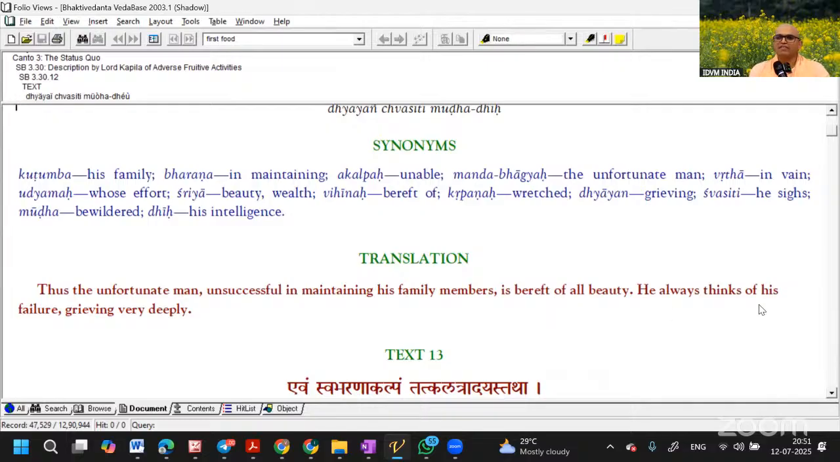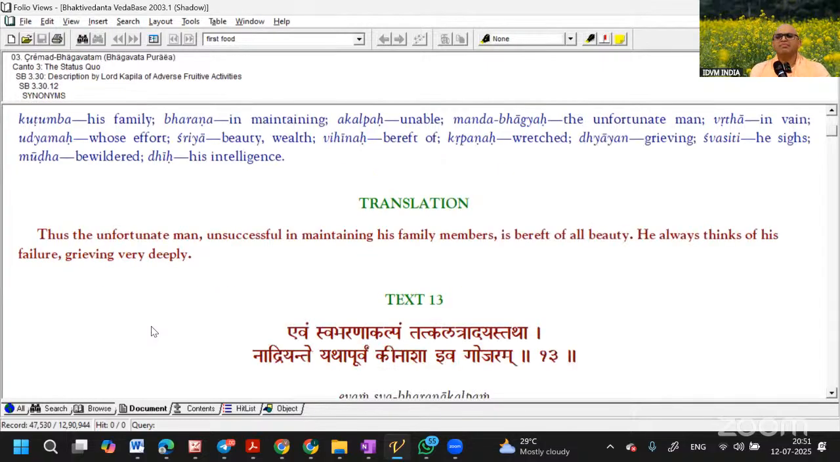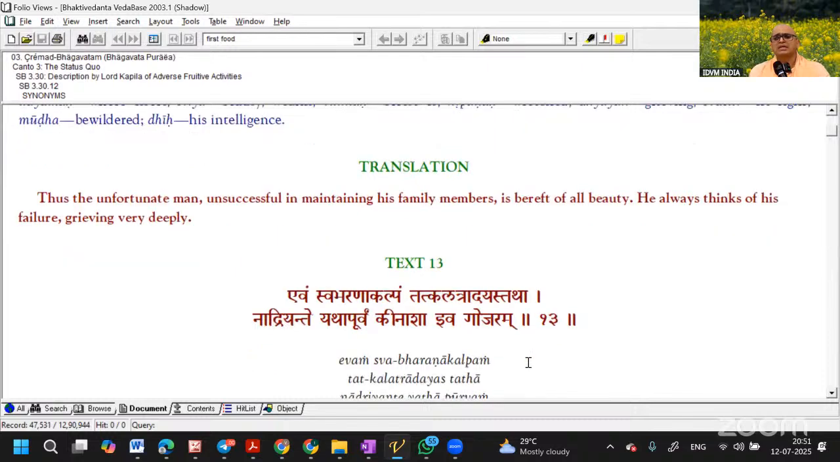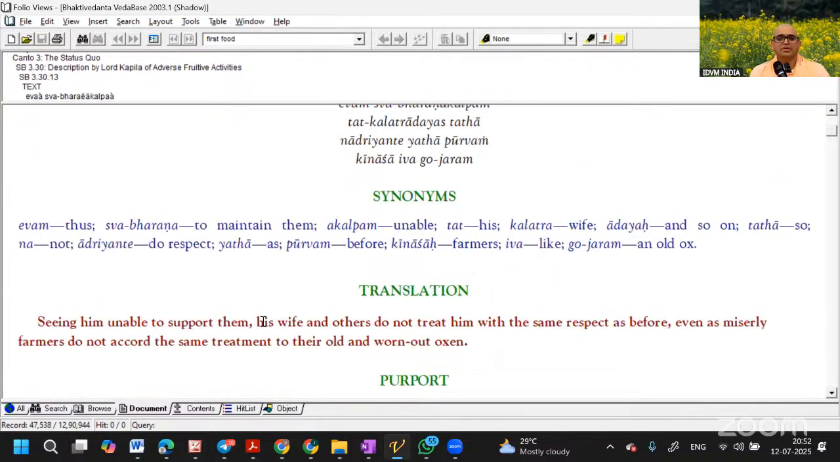Otherwise, yeah, he always thinks of his failure, grieving very deeply. Evam swavarna kalpam tatkalatradyastada natriyante yatha purvam kinasha iva gojaram. Seeing him unable to support them, his wife and others don't treat him with the same respect as before.